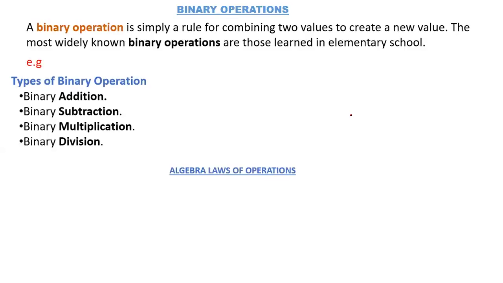Okay. Let us now look at the algebra laws of operations. These laws are, we have the commutative law, we have the associative law, then we also have the distributive law. There are also other laws, but for your level, these are the most important ones that you need to know. So let us look at the commutative law. The commutative law is simply the change of the order of numbers or letters.